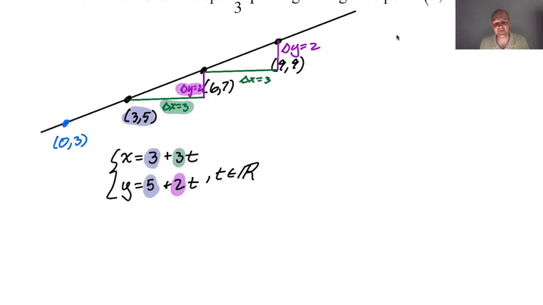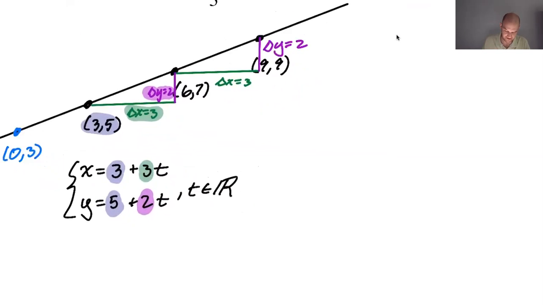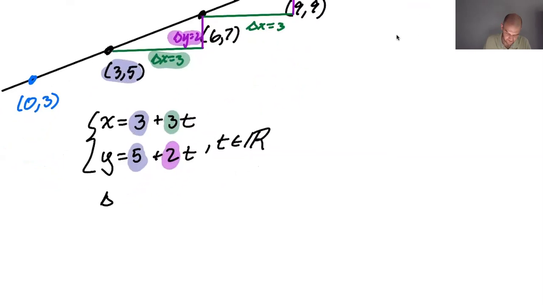You can just keep working these things out. So this is a set of parametric equations for this scenario. And what we have is delta y over delta x is going to be 2 over 3. Delta y over delta x has to be 2 over 3. Any delta y over delta x that's 2 over 3 is going to work.